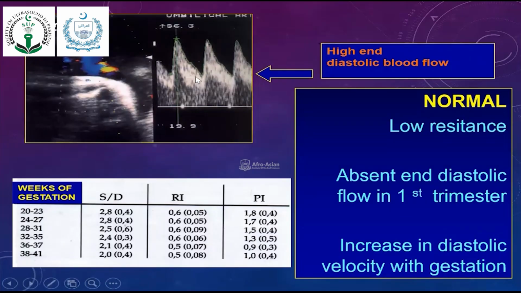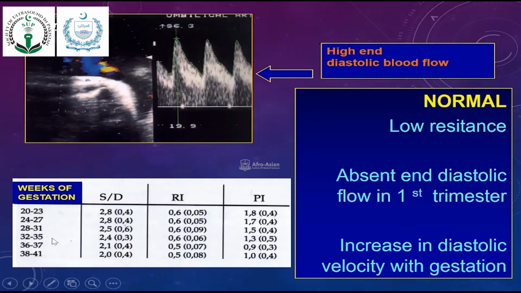So we need high end diastolic velocity in normal. There will be low resistance. As the resistance increases in the umbilical artery, the diastolic goes on decreasing. There is absent diastolic flow in the first trimester, and an increase in diastolic velocity with gestation.